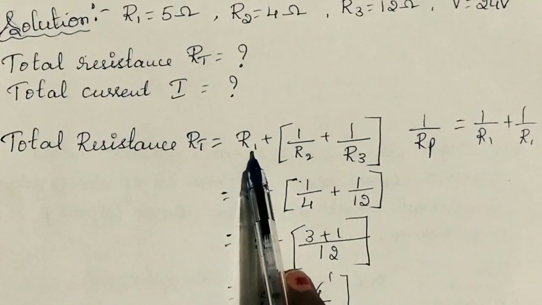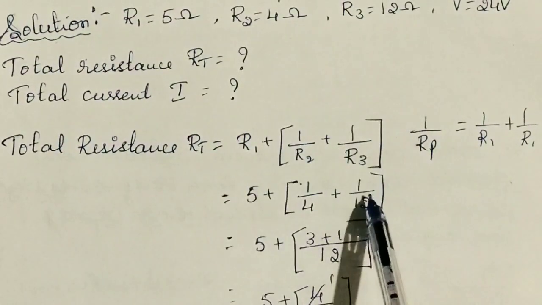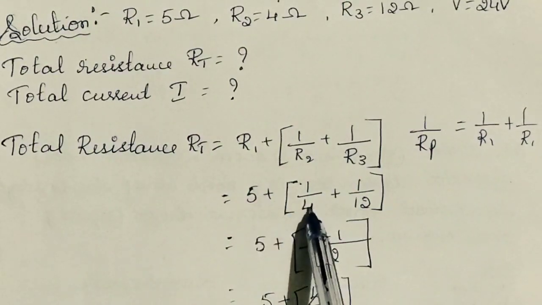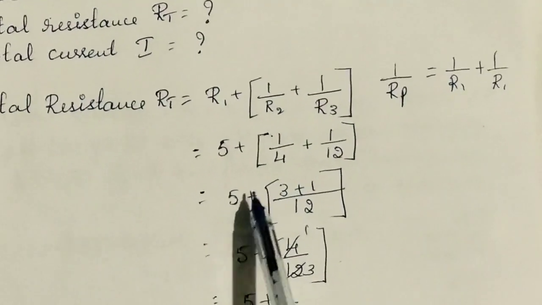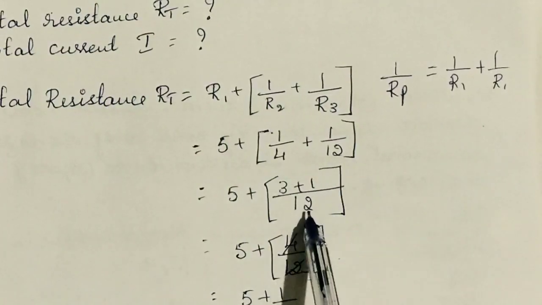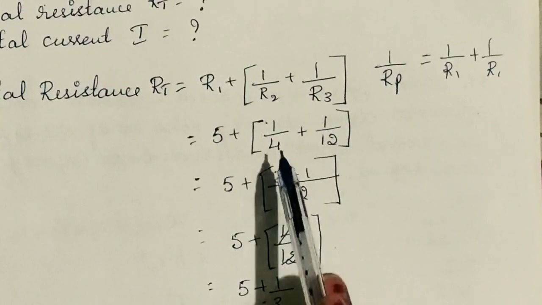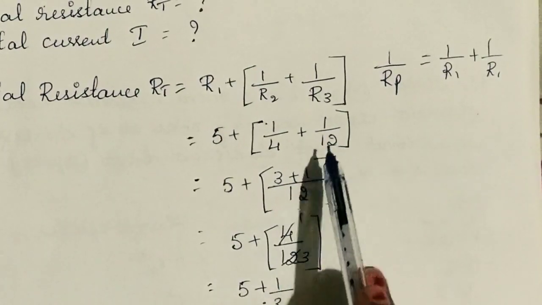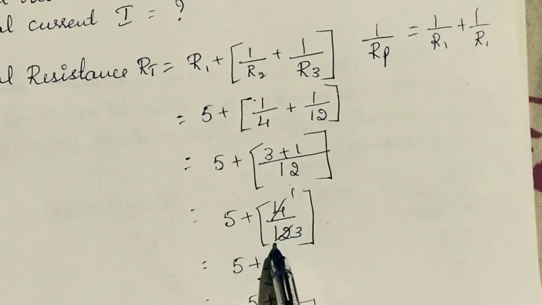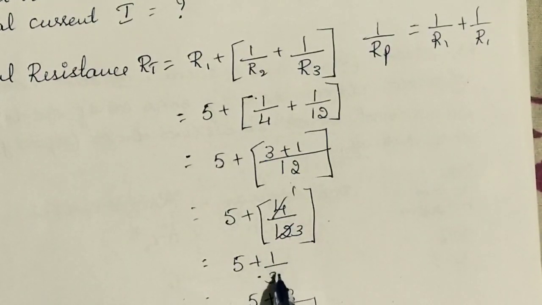We know R1 is 5 ohm, R2 is 4 ohm, R3 is 12 ohm. So we just substitute the values: 5 plus 1 by 4 plus 1 by 12. Here there are 4 and 12 in the denominators. Taking the LCM of 4 and 12, I get 12. 4 threes are 12, so 3 into 1 is 3; 12 ones are 12, so 1 into 1 is 1. So 3 plus 1 is 4 over 12. 4 ones are 4, 4 threes are 12. Therefore 5 plus 1 by 3.